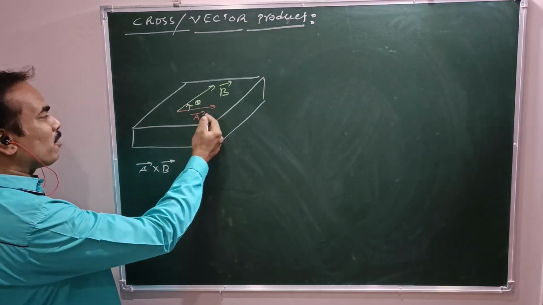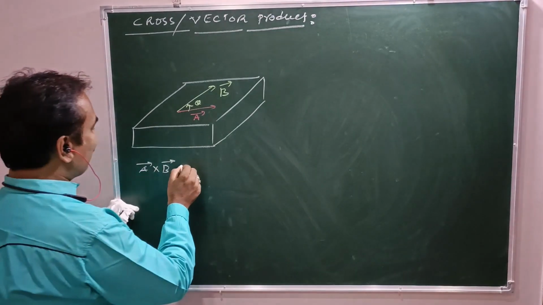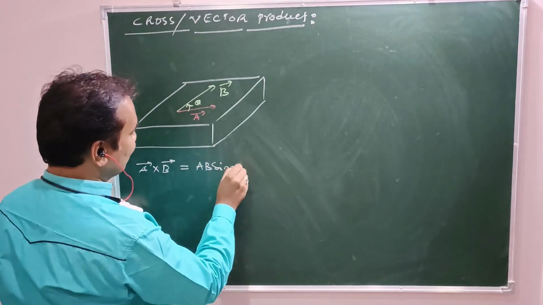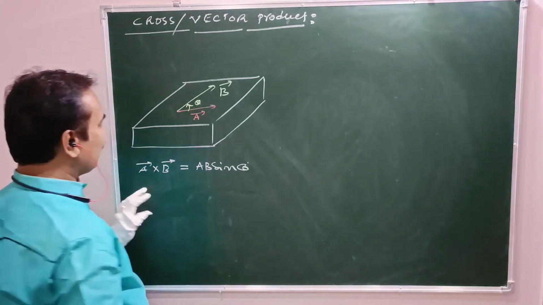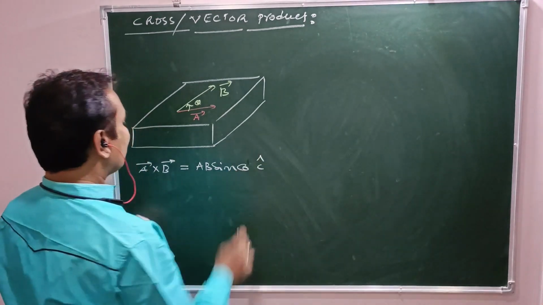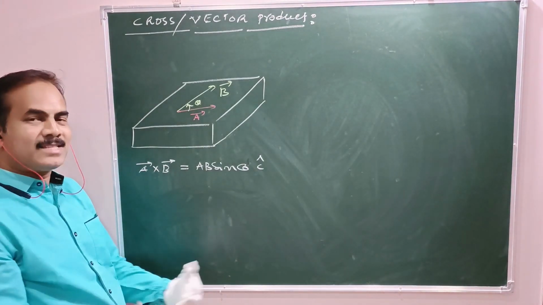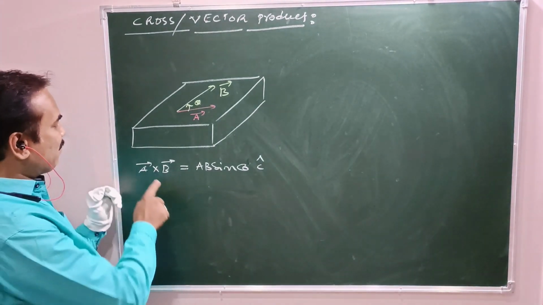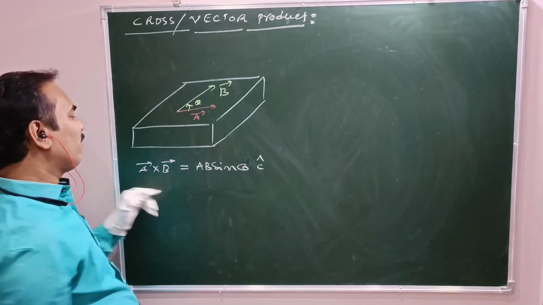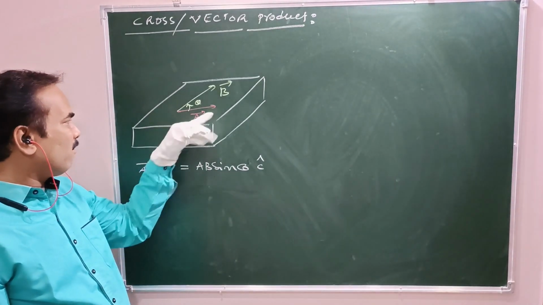The cross product of these two vectors can be written as A bar cross B bar, which is given by AB sin theta into some unit vector, say C cap. The cross product of these two vectors is again a vector, given by A bar cross B bar, which is equal to AB sin theta into some C cap, where C cap is the unit vector which is perpendicular to the plane of the given parent vectors.